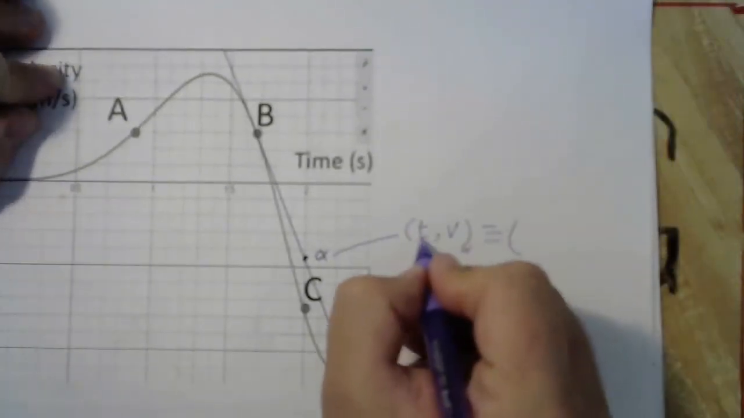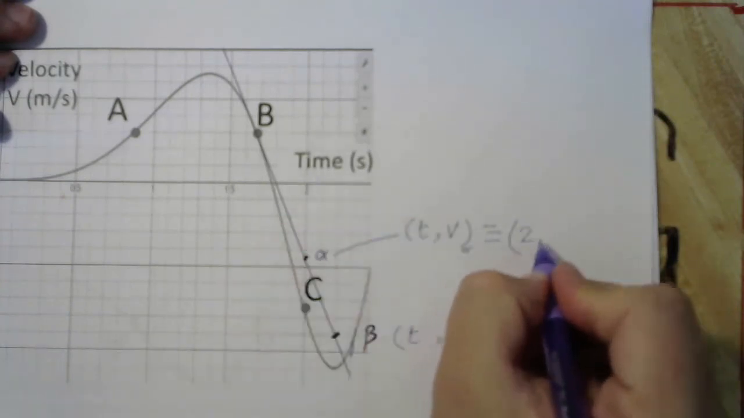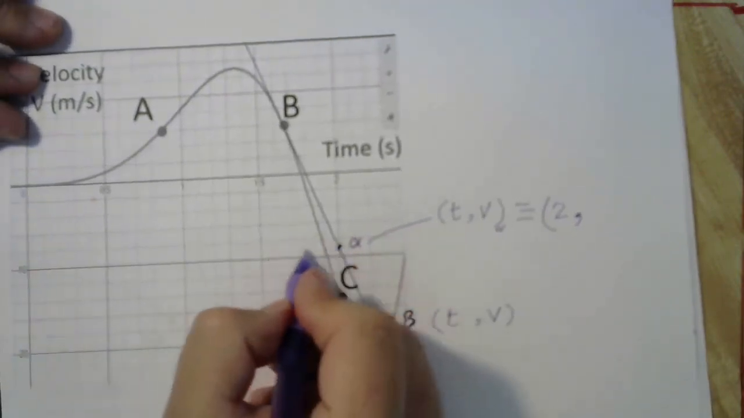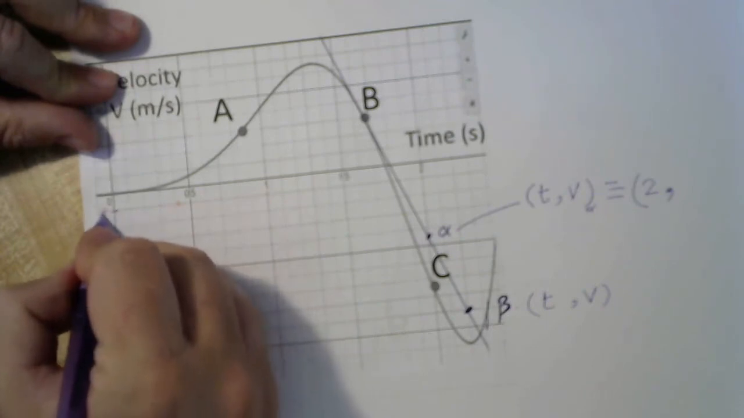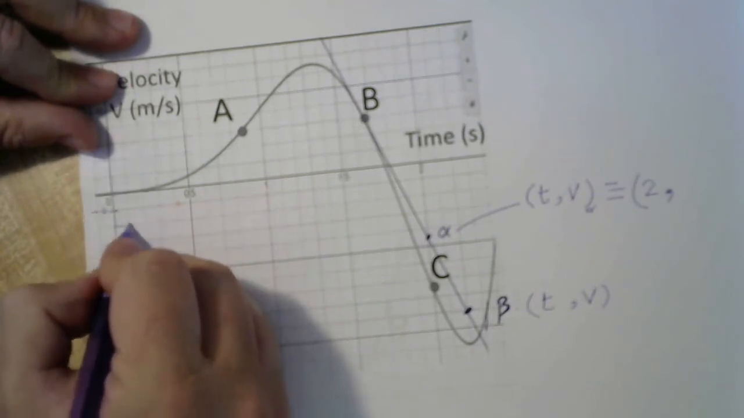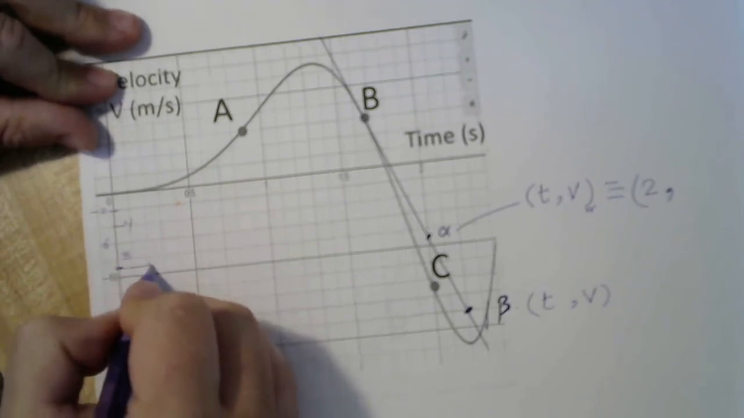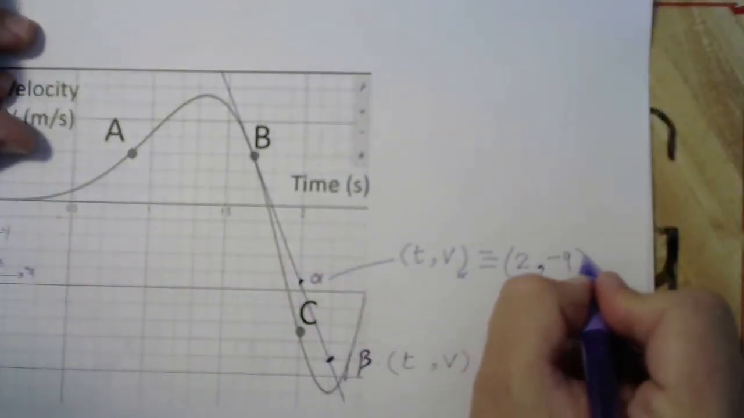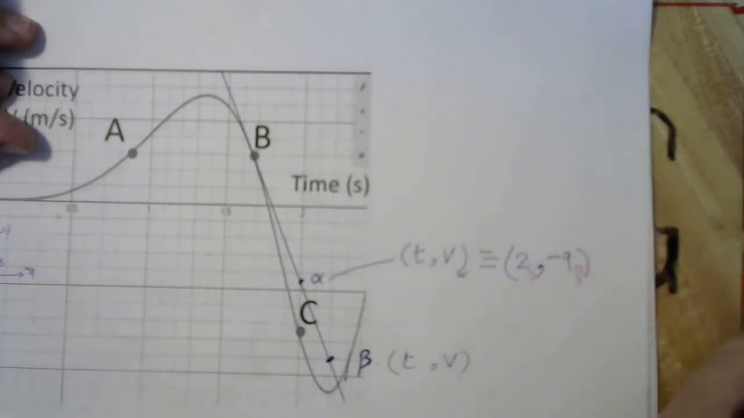What is the time at alpha? It is 2 seconds. What is the velocity at alpha? It is, this is 2 in minus sign, 4, 6, 8. It is approximately 9 in negative sign. So my velocity here is 9, and the units are meters per second.